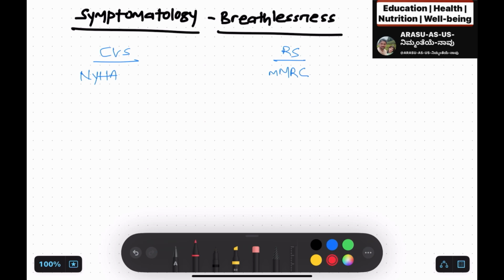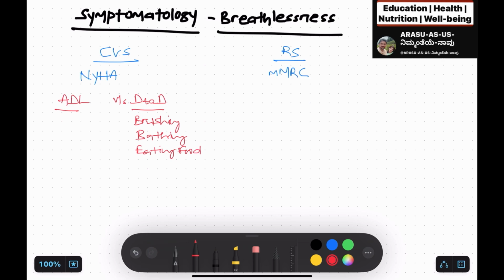When we discuss NYHA, first we should understand the difference between activities of daily living versus day-to-day activities. This is very important. Day-to-day activities are the ones which everyone does, for example brushing, bathing, eating food. All these are considered day-to-day activities.